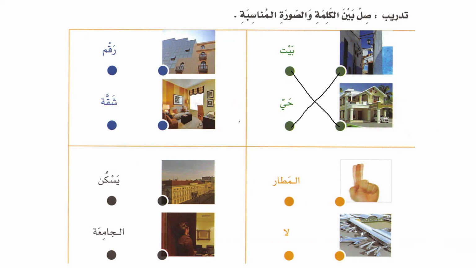District is called حي. Then we have رقم. رقم is used for number, and شقة is used for the apartment. So here the apartment is here, so رقم will be here and شقة will be here. As you can see, the apartment number is here, and then the apartment itself is here. Then al-matar, the airport, and then la, that means no. Similarly, yaskunu, he lives, as you can see in the picture, and al-jami'atu, the university, as you can see here in the picture.